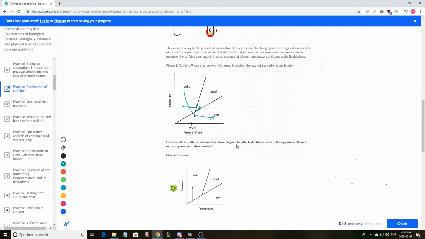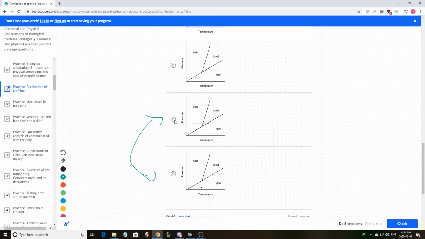Now the question stated, like I mentioned, more air pressure into the chamber. If there's more pressure, then the arrow should move up to the region of more pressure. So the correct answer here would be C.